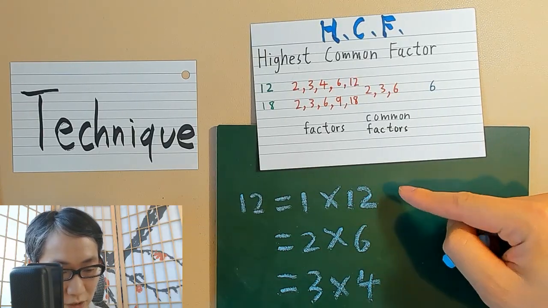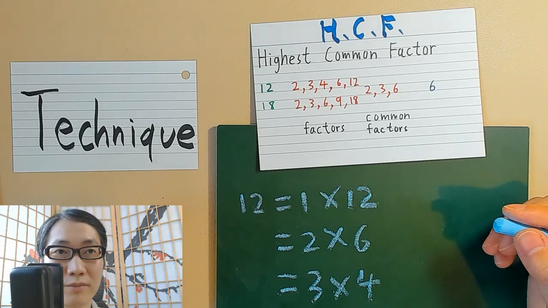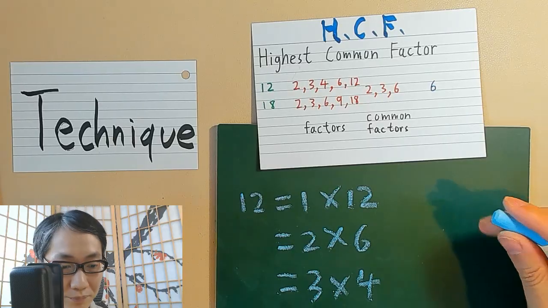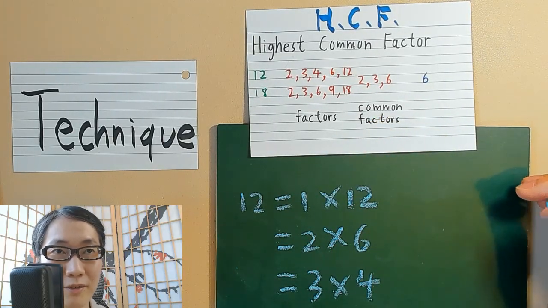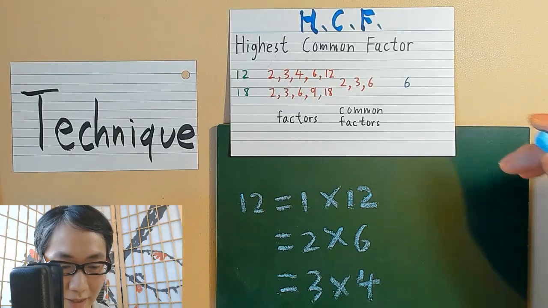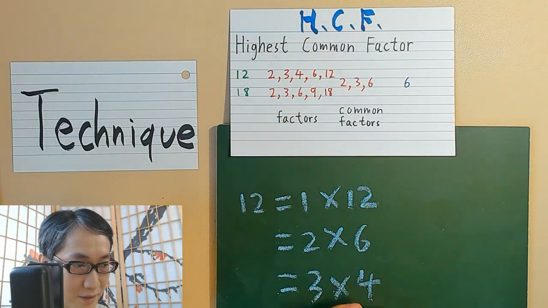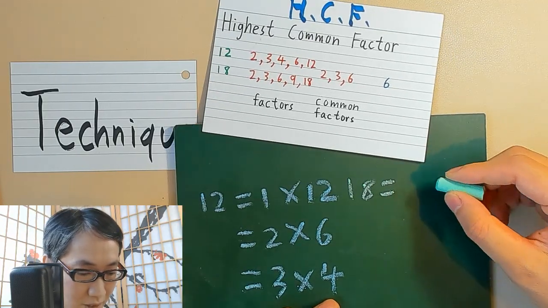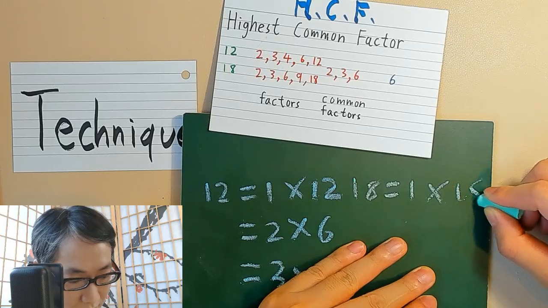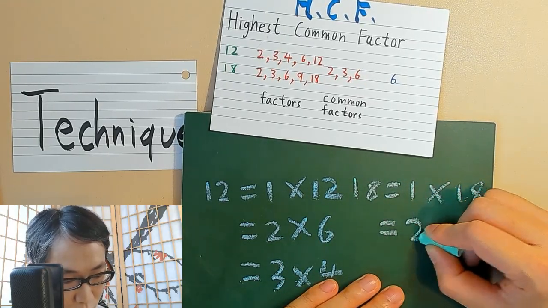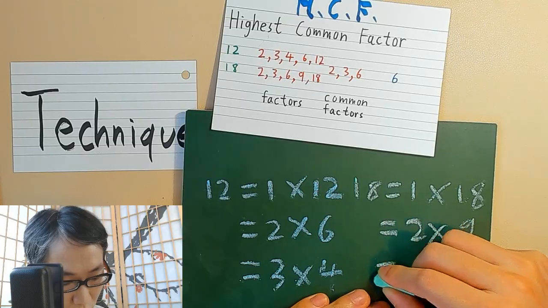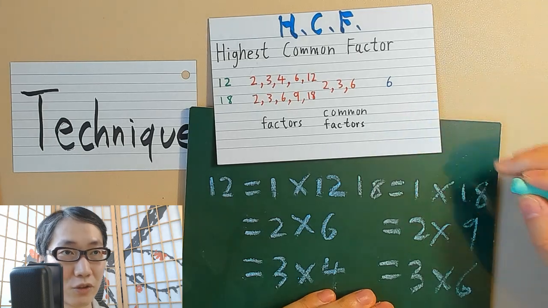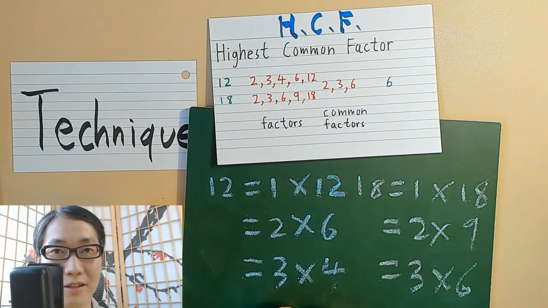1, 2, 3, 4, 6, 12 are all factors of 12. I didn't write 1 here because every number has the factor of 1, but 1 is still a factor of 12. And for 18, we can do the same. 18 could be expressed as 1 times 18, or 2 times 9, or 3 times 6. So these 6 are all factors of 18.